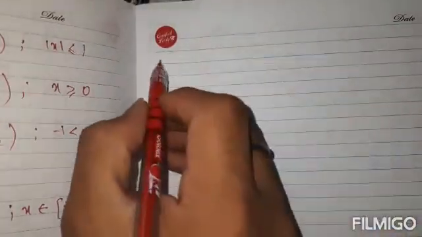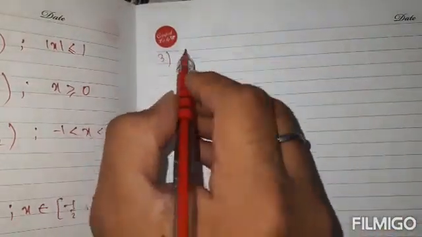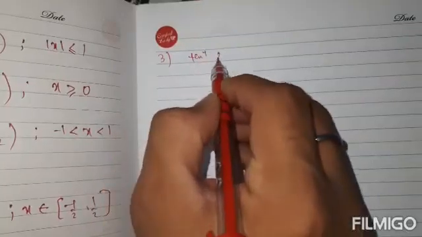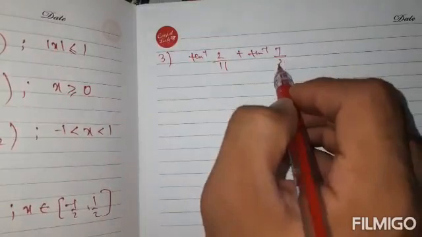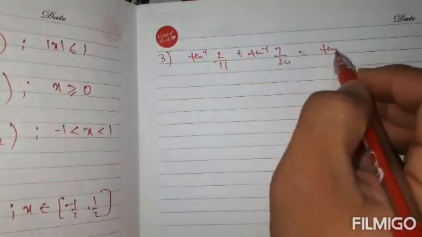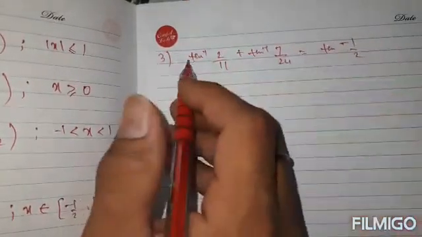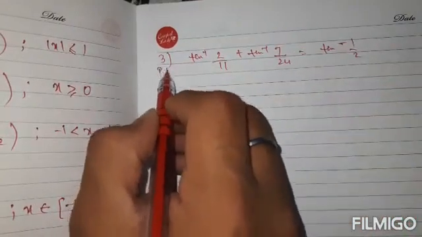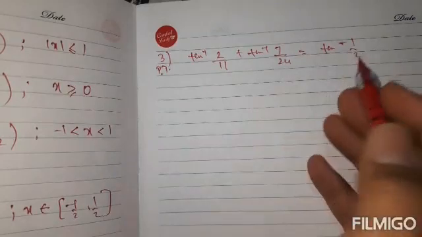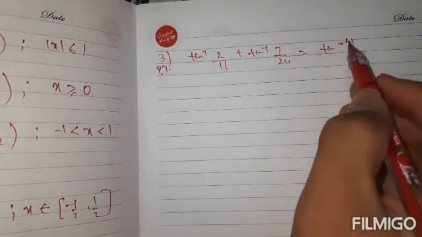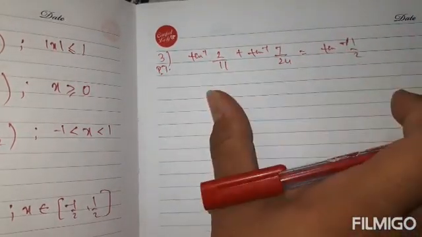Question number 3. Here we have to prove that tan inverse 2 by 11 plus tan inverse 7 by 24 is equal to tan inverse 1 by 2. This is also a proof question only. We have to prove this.